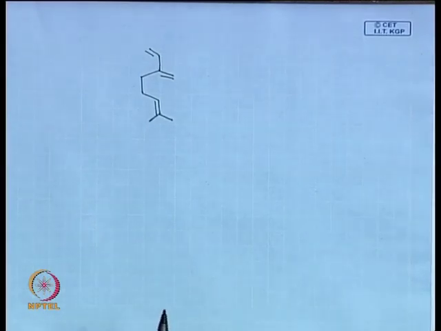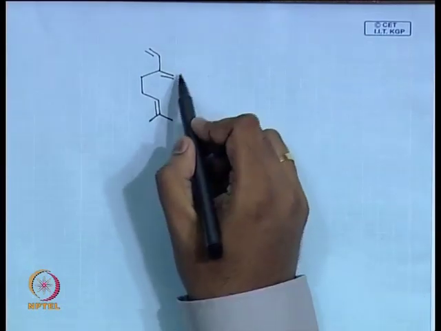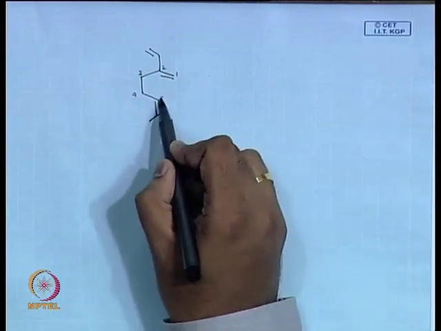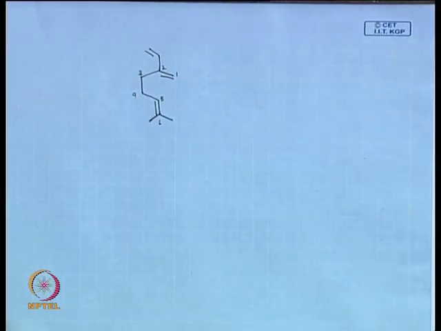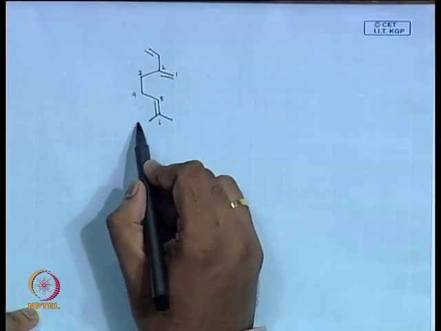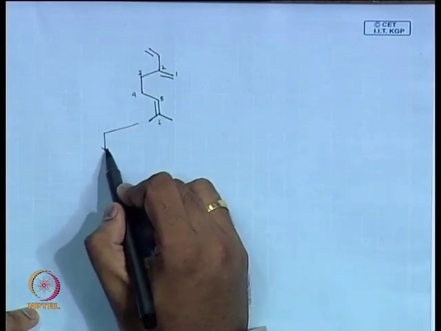Okay, I have a system, a system like this. Now I'm trying to photolyze. So if I just, for namesake, number 1, 3, 4, 5, 6. Once I photolyze, there are two ways I can think about, right?